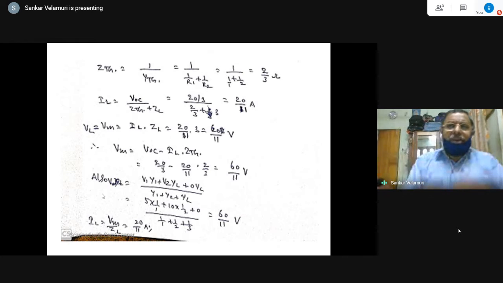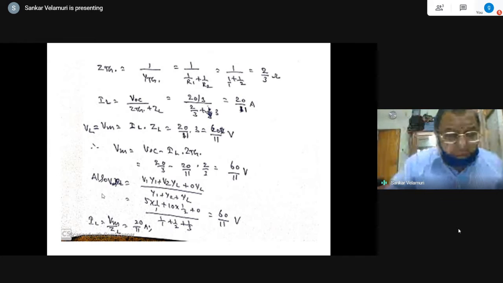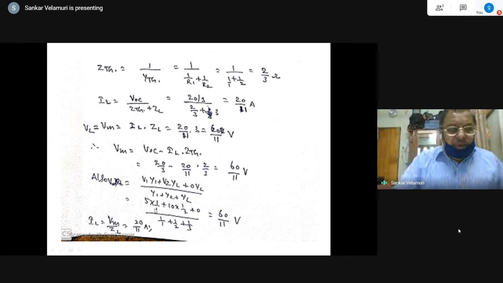So direct computation of the Millman voltage, which is the same as the load voltage, which is the same as VAB, can be done using this formula: V1 Y1 plus V2 Y2 plus up to Vn Yn plus 0 into YL, divided by Y1 plus Y2 plus up to Yn plus YL. That gives direct computation of the Millman's voltage. Millman's voltage divided by the load impedance is equal to the corresponding load current. This is the usual, the standard way.